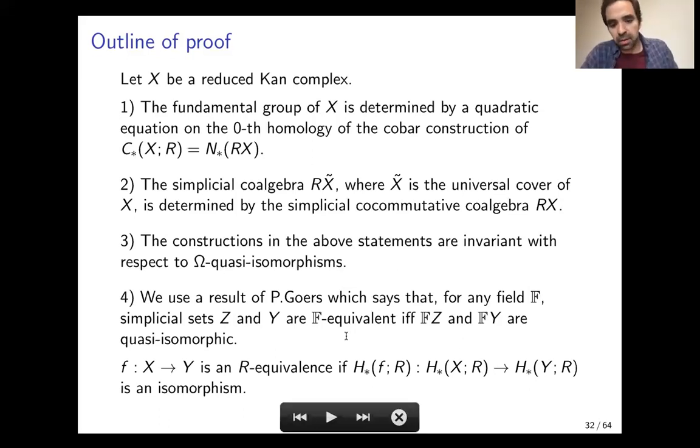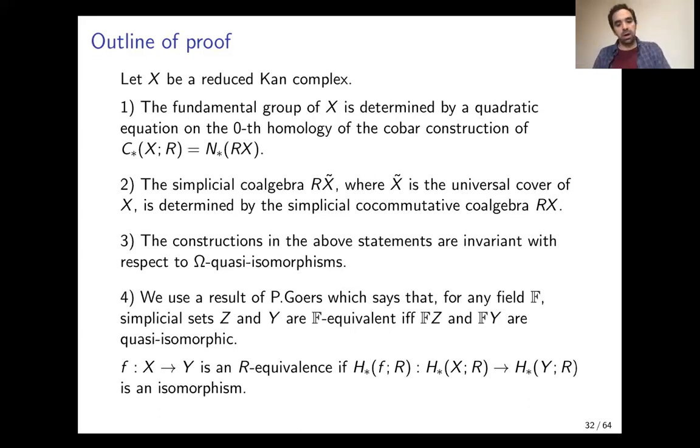So this statement of Gore's is kind of an extension of rational homotopy theory for any field. So for example, if F is the rationals and you assume that Z and Y are simply connected, then you obtain a similar statement to that of rational homotopy theory. Because rationally equivalent simply connected spaces is the same as saying that your spaces have the same rational homotopy groups.